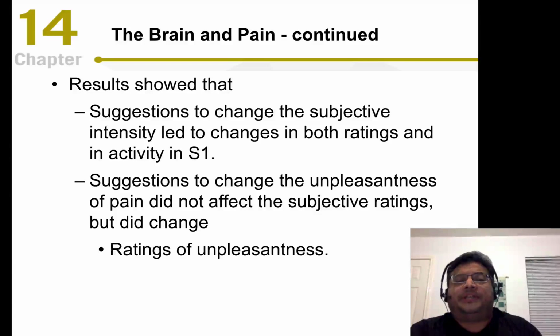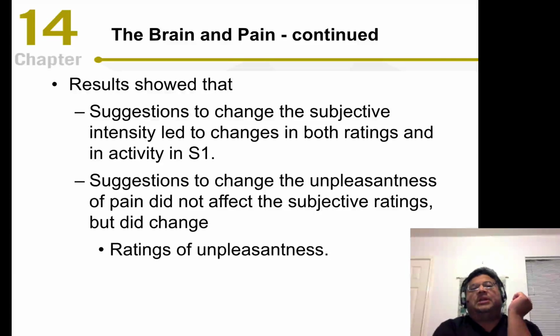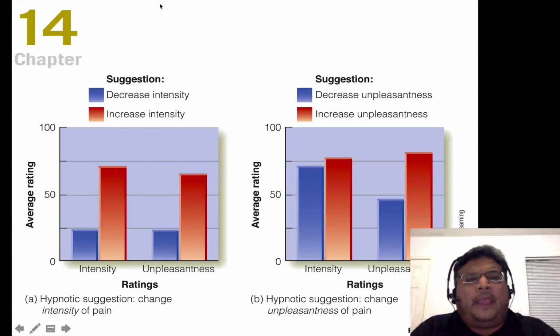But the suggestions to change the unpleasantness of the pain did not affect the subjective ratings of intensity, but it did change the ratings of unpleasantness. So, in other words, we had this separation between the actual perception of the feeling, the intensity of the stimulus, and how unpleasant it was. We were able to separate those two things. And it's an interaction, I guess. So this would be here, right?